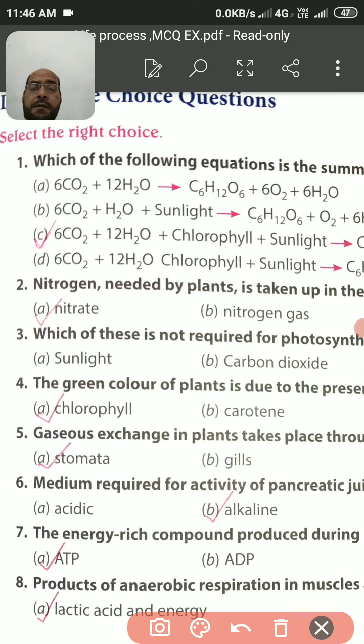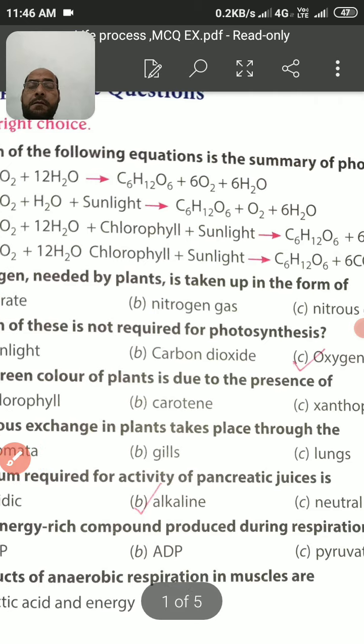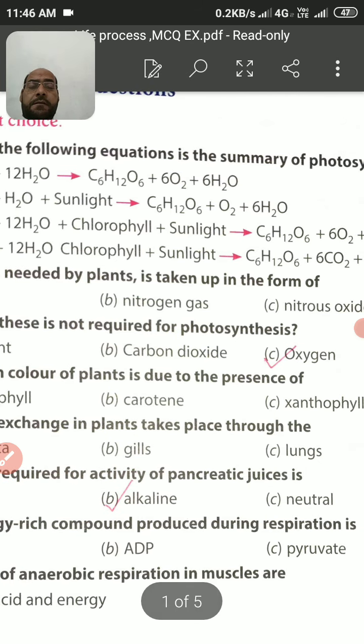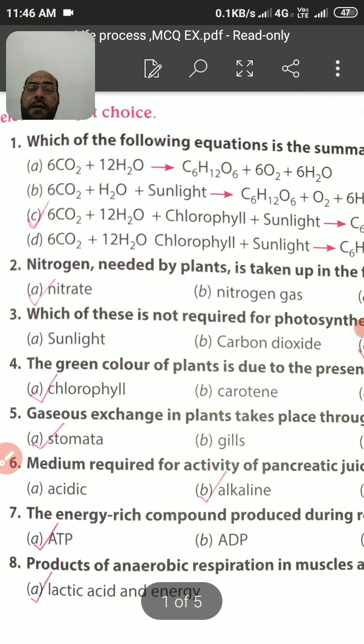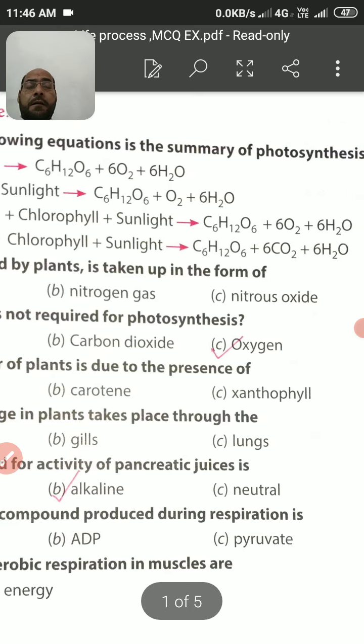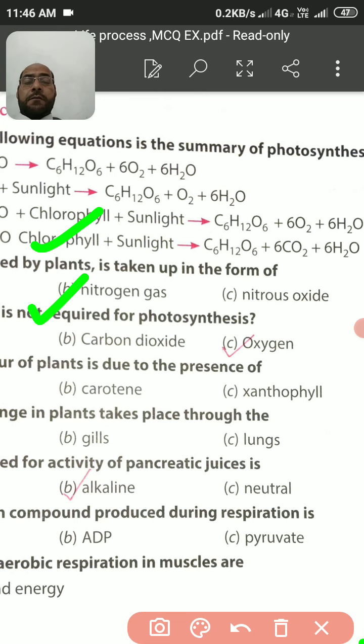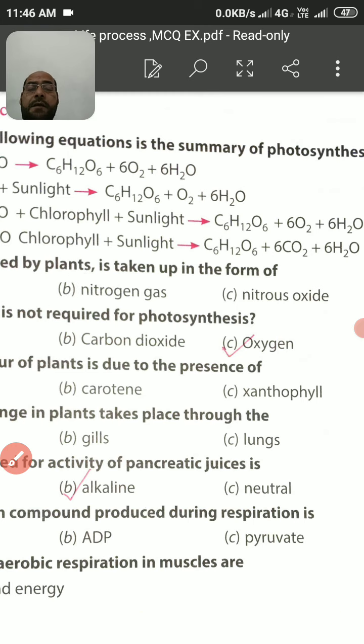Third question: which of these is not required for photosynthesis? Sunlight is required in photosynthesis. CO2 is also required, but oxygen is not required in photosynthesis. So the answer will be C, oxygen.